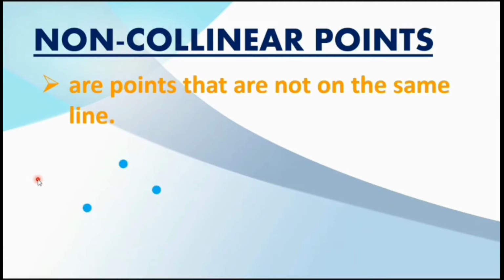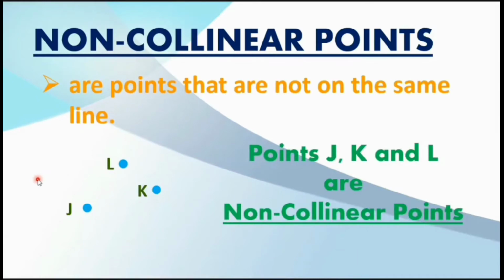Suppose we have 3 points here, point J, point K, and point L. We can say that points J, K, and L are non-collinear points because they do not lie on the same line. Pag nag-drawing tayo dito ng straight line, it may contain point J and point L. Maaaring collinear yung point J at saka yung point L. Pero kung isasali natin si K, the three of them are non-collinear.